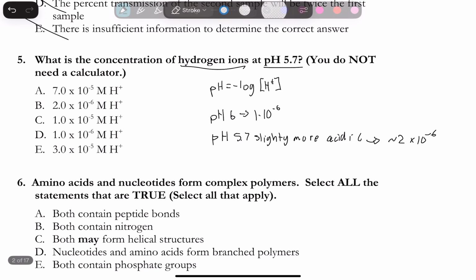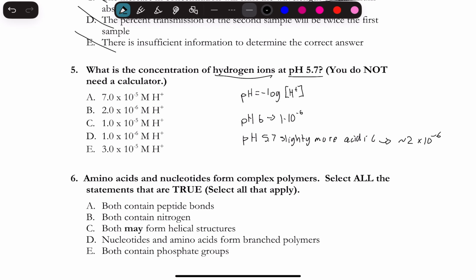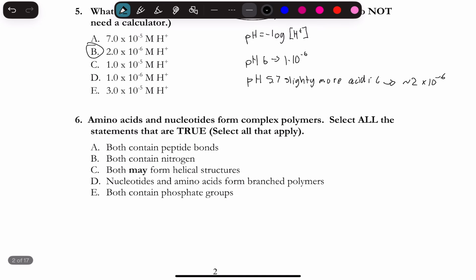So that's why we can kind of infer that. So you have to be able to estimate logarithmic scales mentally. So that means your answer is going to be B. That's just what we wrote there.